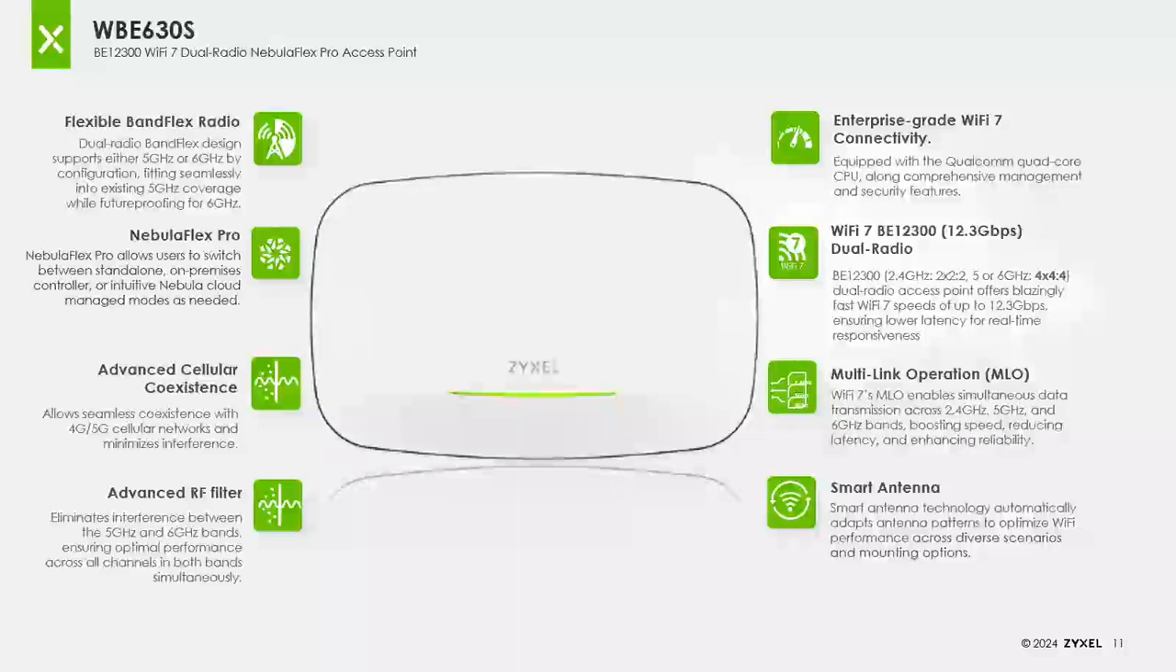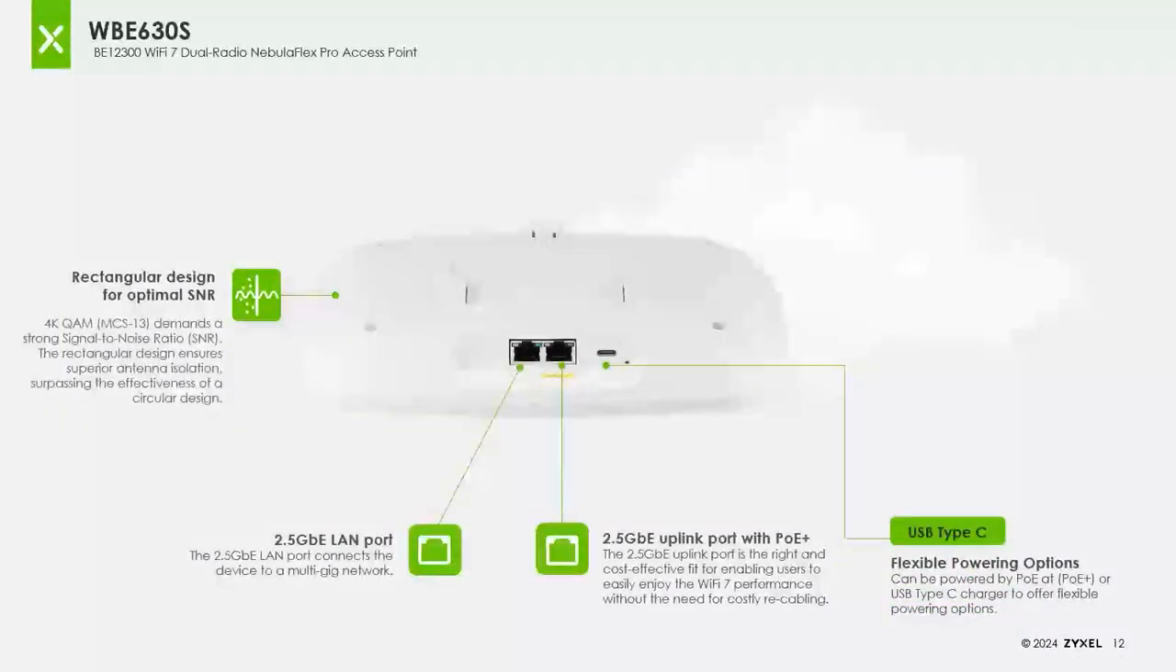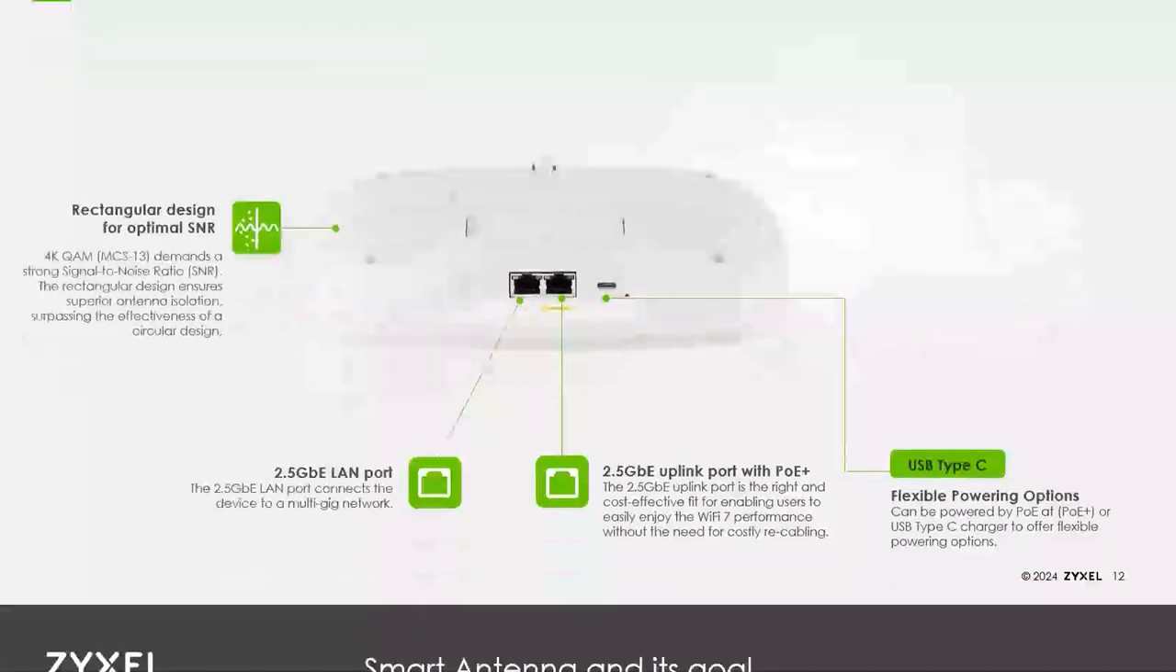So this has our smart antenna technology built into it. It has got dual 2.5 gig Ethernet ports on it. So one port is your PoE uplink port, and the other port is a pass-through port. So you can daisy chain connections, reducing the amount of cable runs you have to do to a room or area in the building. And just like the other access point there, if you don't want to use PoE, you can also power this device using any USB-C PD compatible power device.